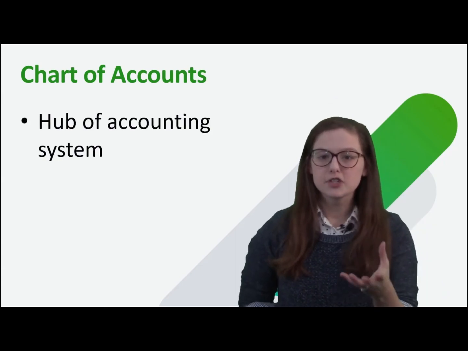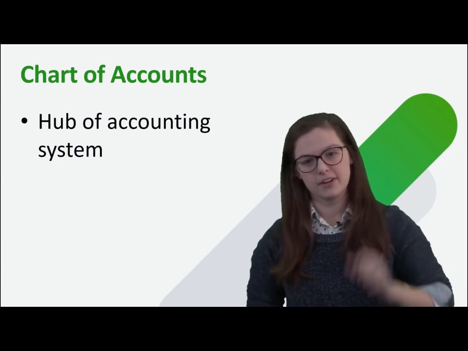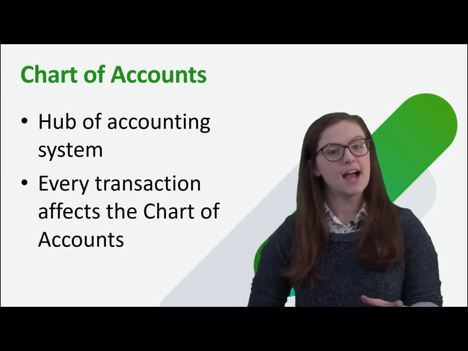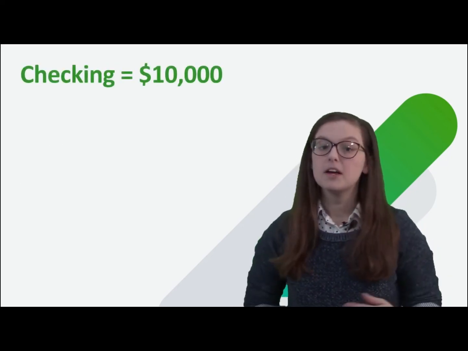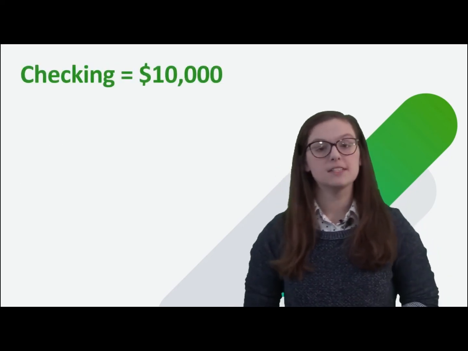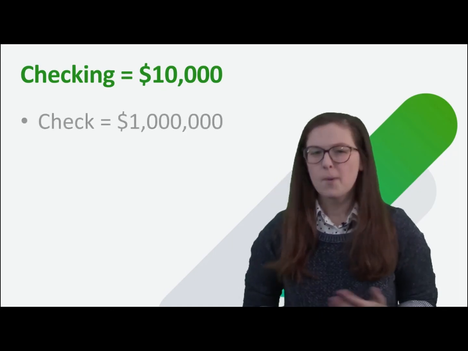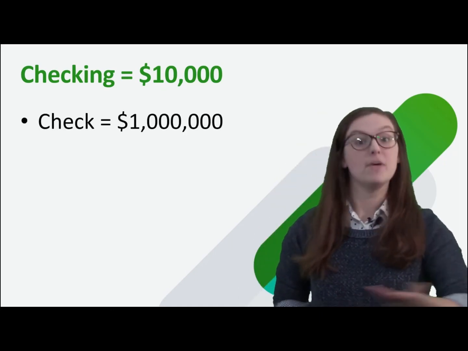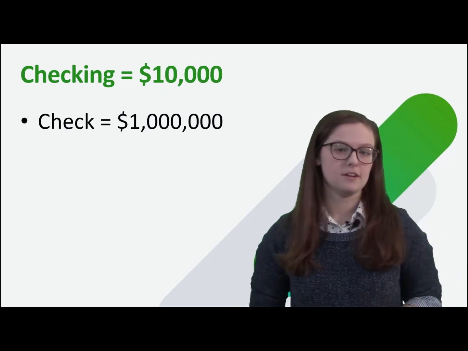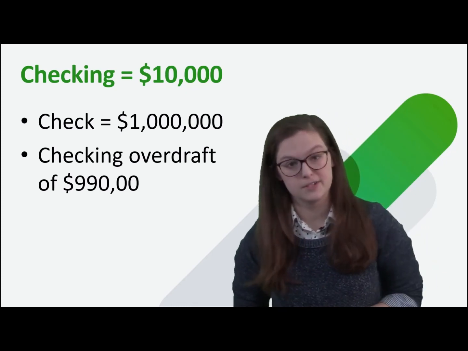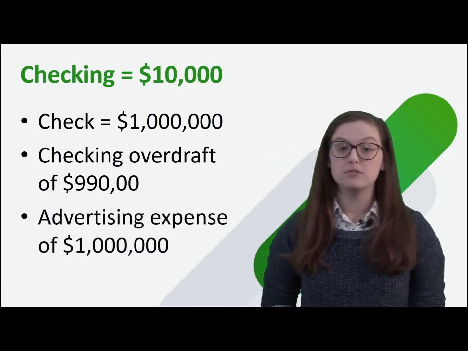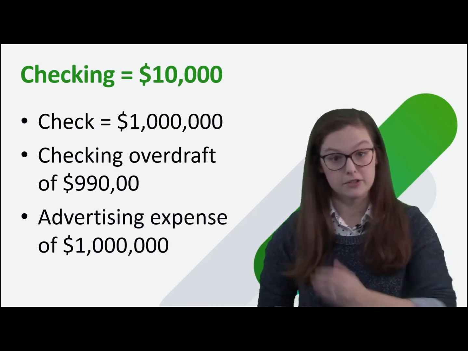Your accounts are stored in a QuickBooks list called the chart of accounts. Consider the chart of accounts the hub of your accounting system. Every transaction you enter into QuickBooks affects the chart of accounts. For example, let's say your checking account has a balance of $10,000. What if you write a check for advertising for $1 million? Two things happen. Your checking account balance shows an overdraft of about $990,000, and the advertising account shows you spent $1 million on advertising.